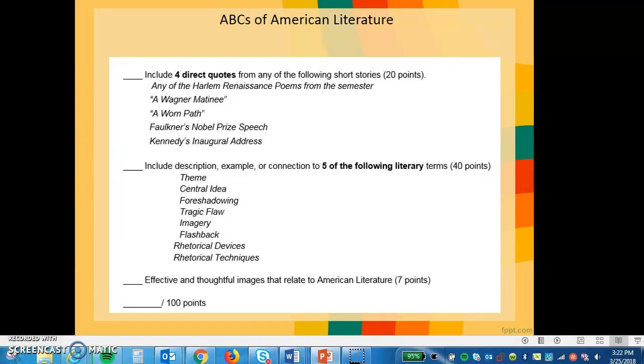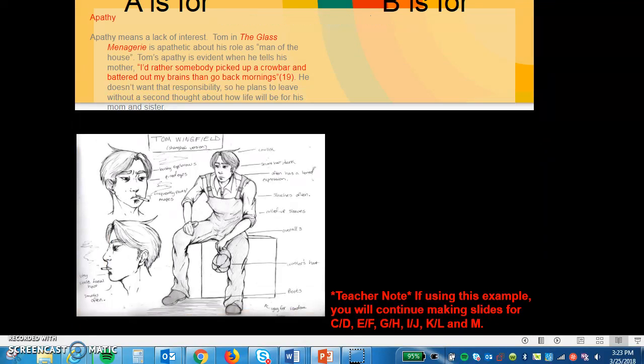And then you must have effective and thoughtful images that relate to American literature. That means you should have some type of image to represent each letter, and it should be symbolic in some way. So if you're writing something about The Glass Menagerie, don't just throw a picture of Tom Wingfield on there. It can be a picture of him, but it should be something symbolic, something that analyzes the character on a deeper level, not just a portrait of him. So here is what I'm talking about.